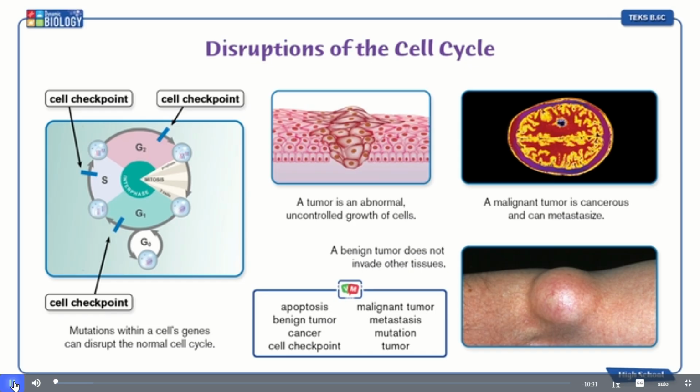In this lesson, we will review TEKS B.6C, relate disruptions of the cell cycle to how they lead to the development of diseases such as cancer.